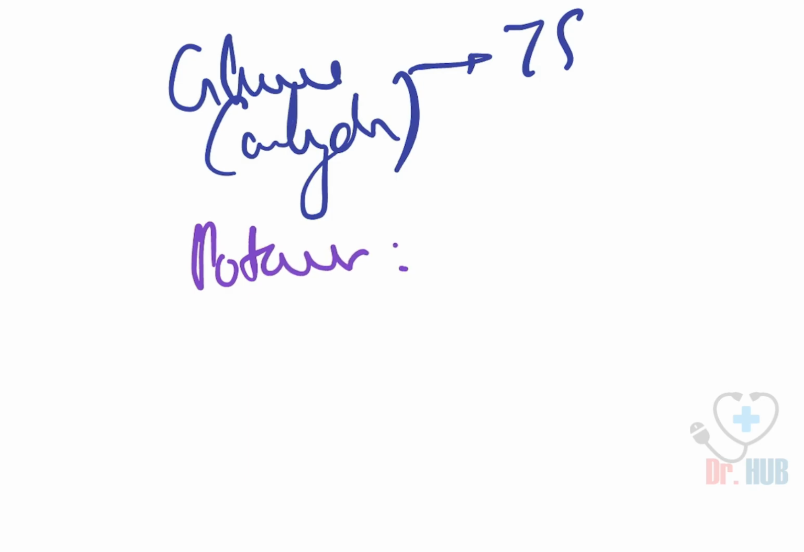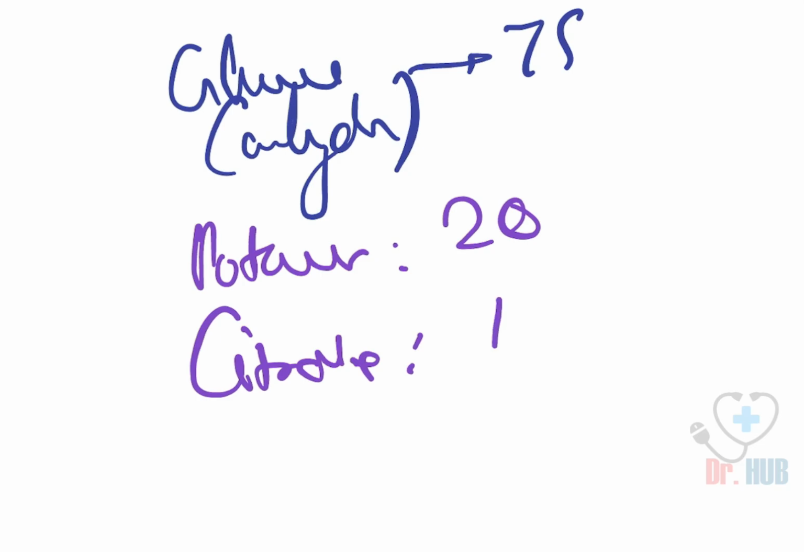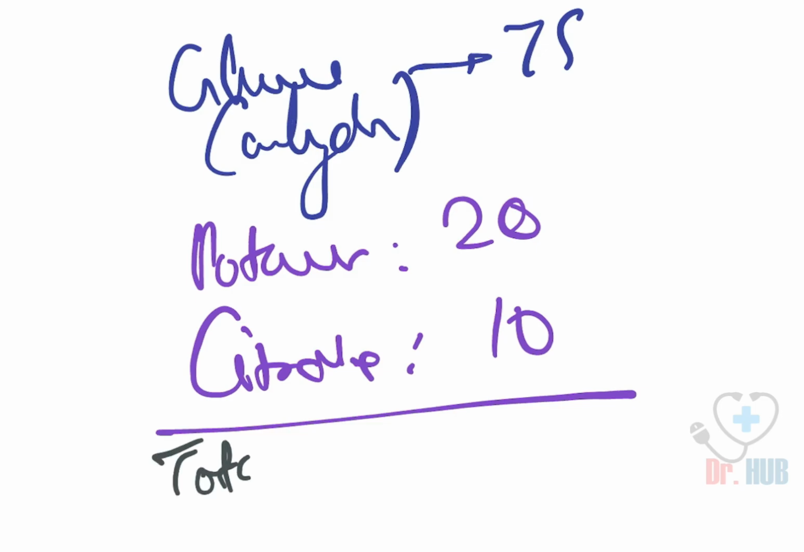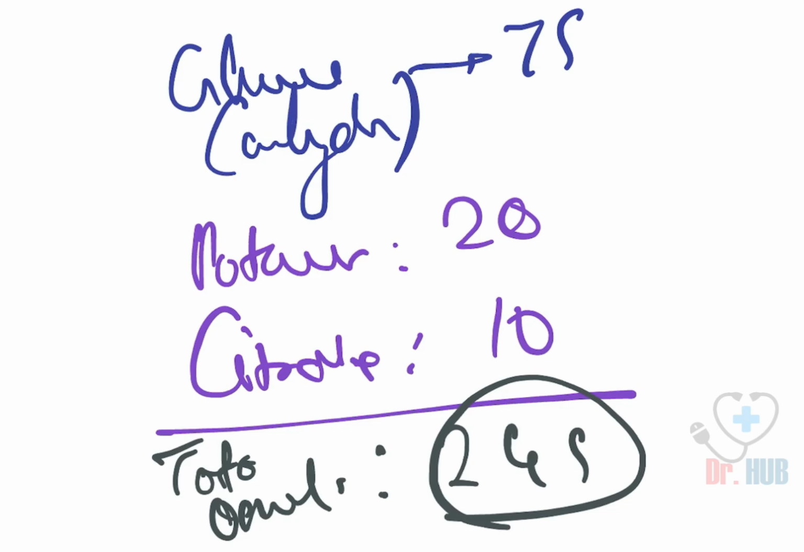Next we see potassium. Potassium is 20. Then citrate. Citrate is 10. Next, total osmolarity. Total osmolarity is nothing but, if we add up 75 plus 65, it is 140, 140 plus 75 is 215, 215 plus 20 is 235, and then 245. That's how we get to 245.